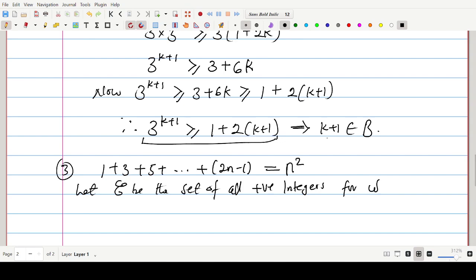So you can say let this symbol be the set of all positive integers for which 1 plus 3 plus 5 plus dot dot dot plus 2n minus 1 is equal to n squared. All right. So let's show that 1 is in that set.